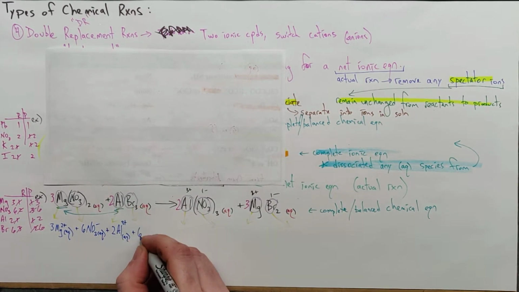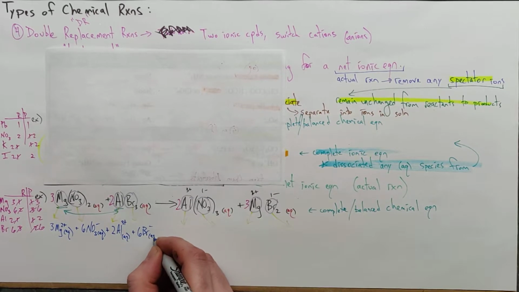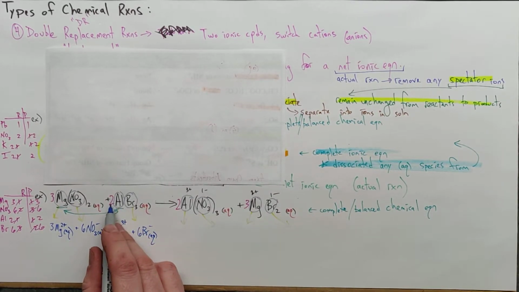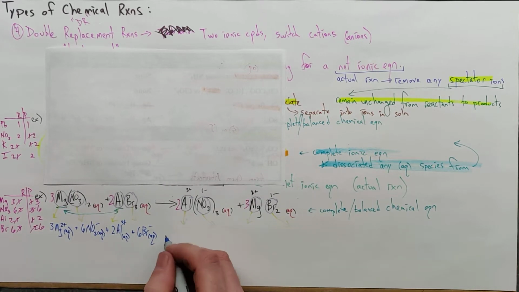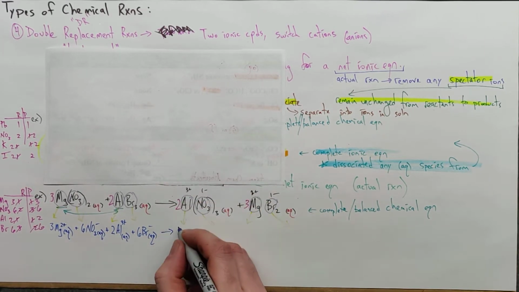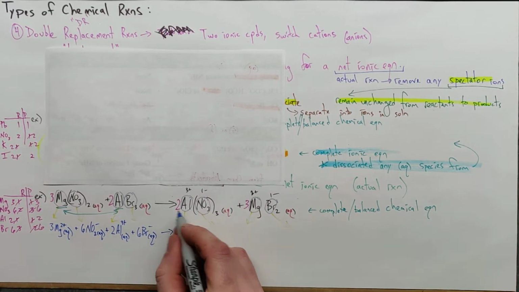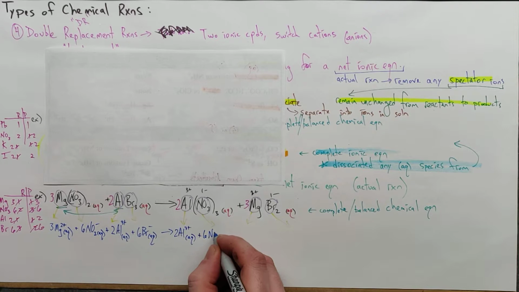and 6 bromide ions. And the good news is, if you're not noticing that this 3 times 2 is 6, you'll catch it left to right as you're double checking your balancing. I've got 2 aluminum ions, and I've got 2 times 3 is 6 nitrate ions.